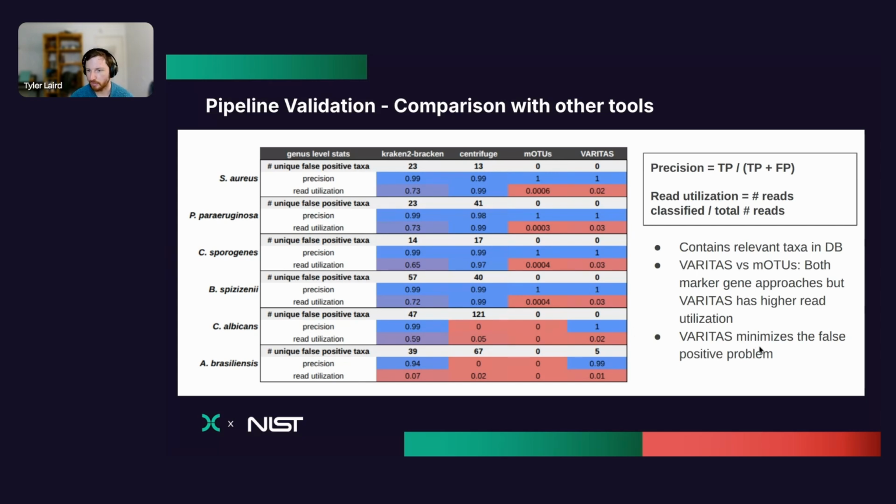And the VARITAS pipeline really minimizes the false positive problem. So another thing to highlight in this table is the number of unique false positive taxa, which is indicated in the top of each one of these panels. And you'll note for VARITAS, it's all 0 except for Aspergillus brasiliensis, where there were 5 unique false positive taxa detected. And compare that to the non-marker-based pipelines and databases like Kraken2 and Bracken and Centrifuge, there were tens to hundreds of unique false positive taxa detected.